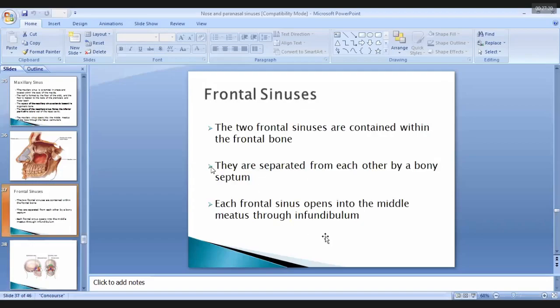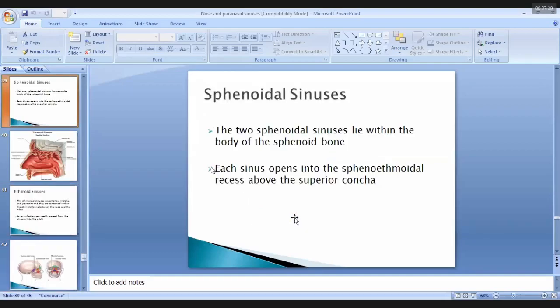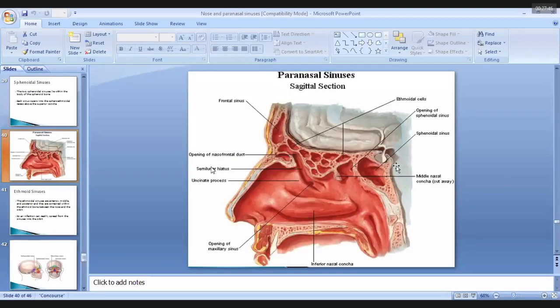The frontal sinuses also open into the middle meatus by the infundibulum, that is the channel through which it opens into the middle meatus. The third sinuses are present in the sphenoid bone, known as the sphenoidal sinuses. There are two sphenoidal sinuses lying within the body of the sphenoid bone, and they open into the sphenoethmoidal recess, which lies above the superior concha. So in the body of the sphenoid bone, here are the sphenoidal sinuses that open into the sphenoethmoidal recess.